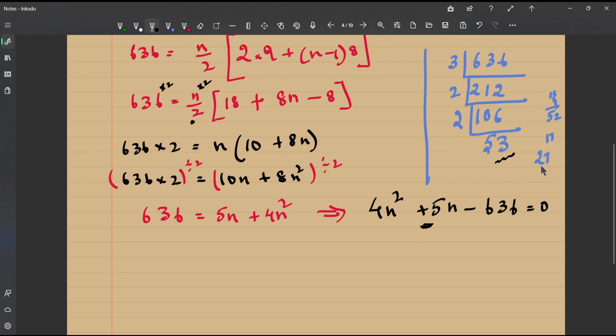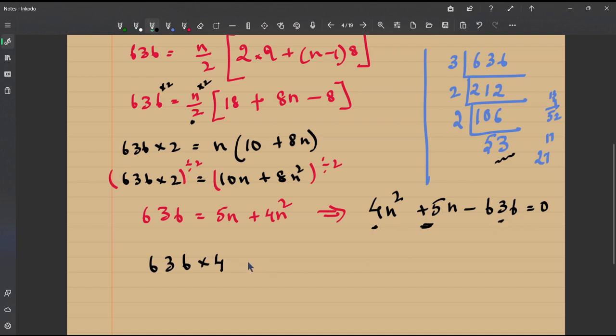Of course, we have done it. I'm just asking you to do it for your own practice. So let me write the factors of 636. In fact, we need the factors of 636 into 4, isn't it?